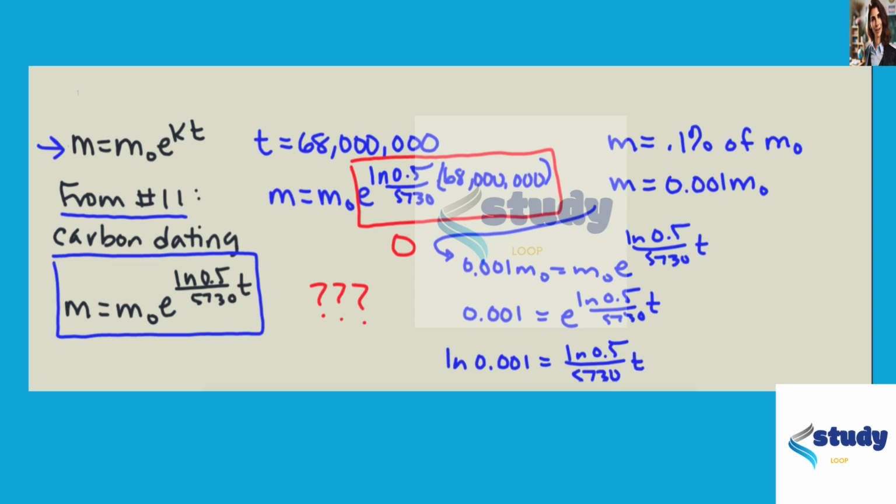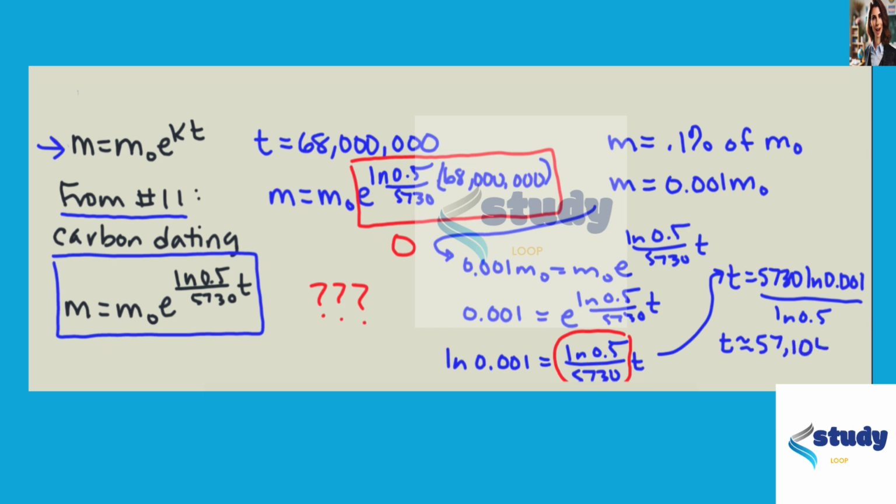Now our goal is to solve for t, so we need to multiply both sides by the reciprocal of this fraction, and we will get t equals 5,730 times the natural log of 0.001 over the natural log of 0.5. And when you put that into a calculator, you get approximately 57,104. So that means that the maximum age of a fossil that you could date using carbon-14 is 57,104 years.